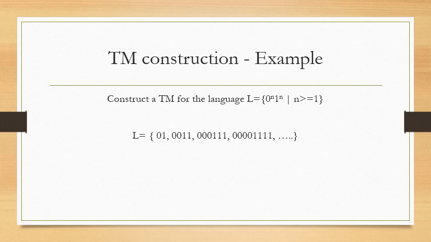Let us take this example, the language 0 power n, 1 power n, where the condition given is n is greater than or equal to 1. So however many zeros occur, that many 1s should follow the zeros. Since n is greater than or equal to 1, the simplest string will be 01. If n is 2, it will be 0 squared, 1 squared, that is 0011. If n is 3, it is 0 cubed, 1 cubed, and so on.